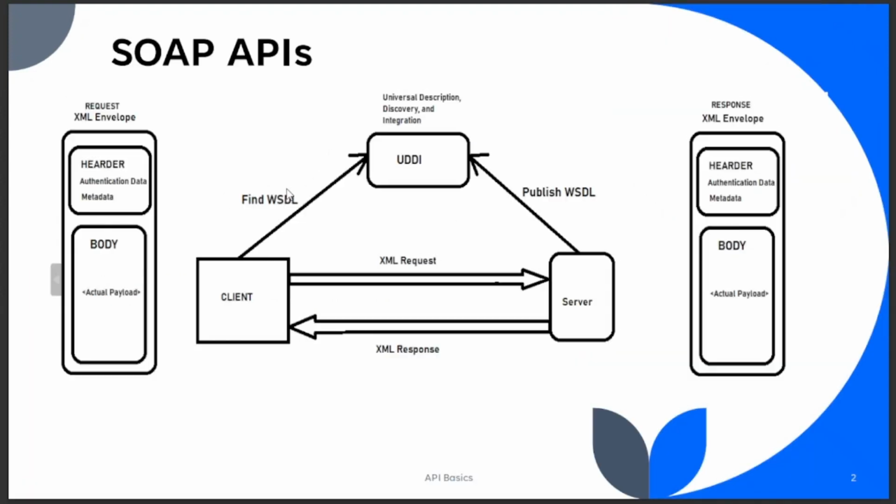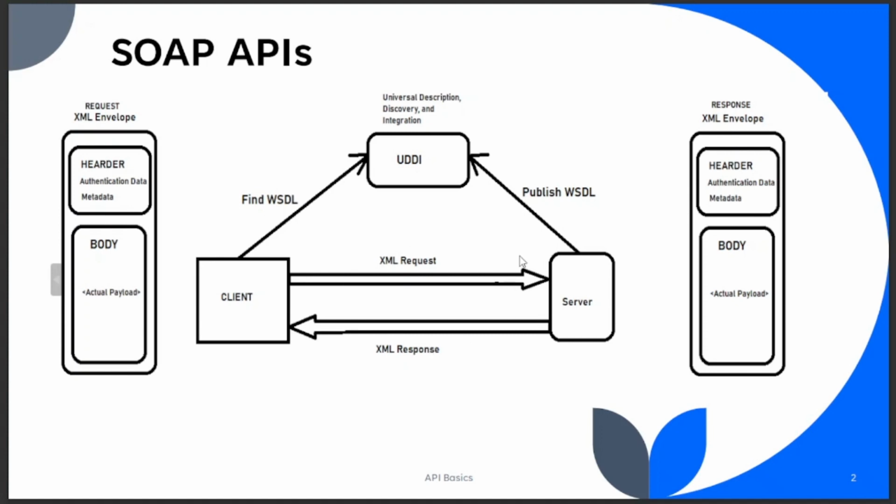In the last video, we saw what an API is. In this video, let's get started with the two most important architectural styles of API, that is SOAP and REST. So let's get started with SOAP. In a SOAP API, a client will send a request to the server and receive a response in the format of XML.